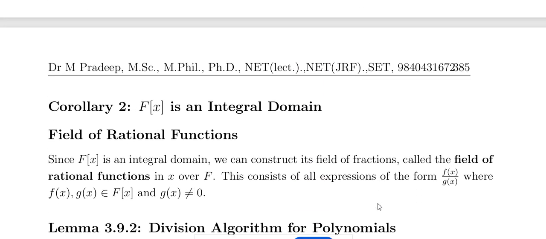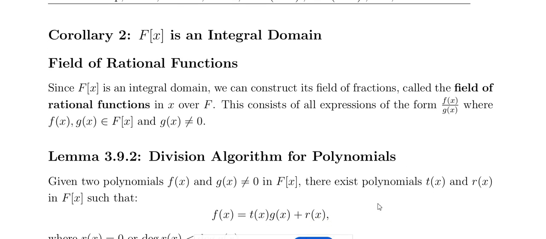And capital F of x is an integral domain. So since f of x is an integral domain, we can construct the field of fractions, that is called the field of rational functions. This consists of all expressions of the form f of x by g of x, where f of x, g of x belong to F of x and g of x is not equal to 0.